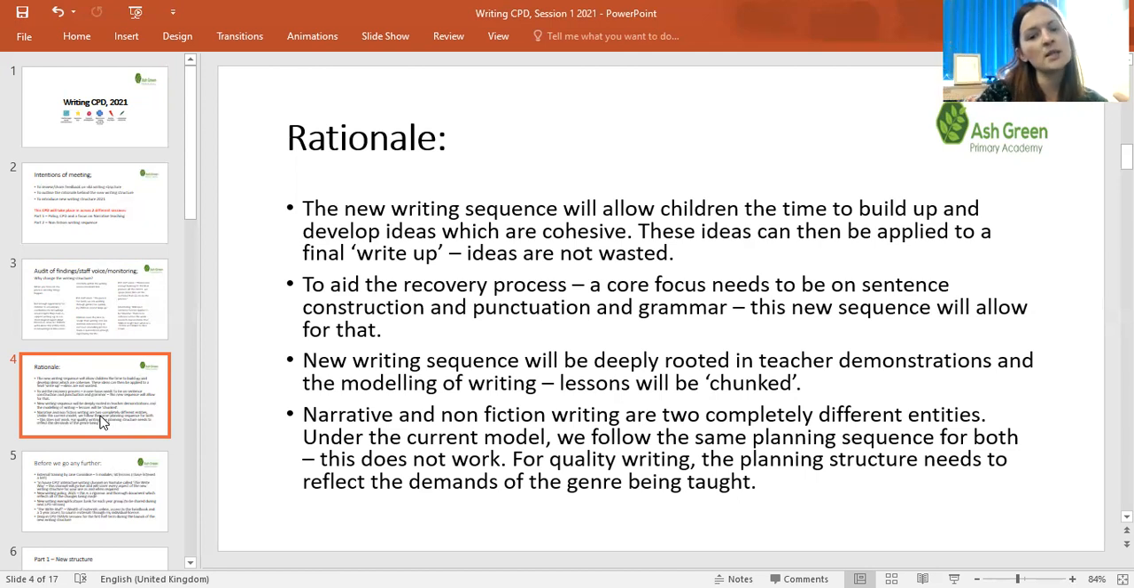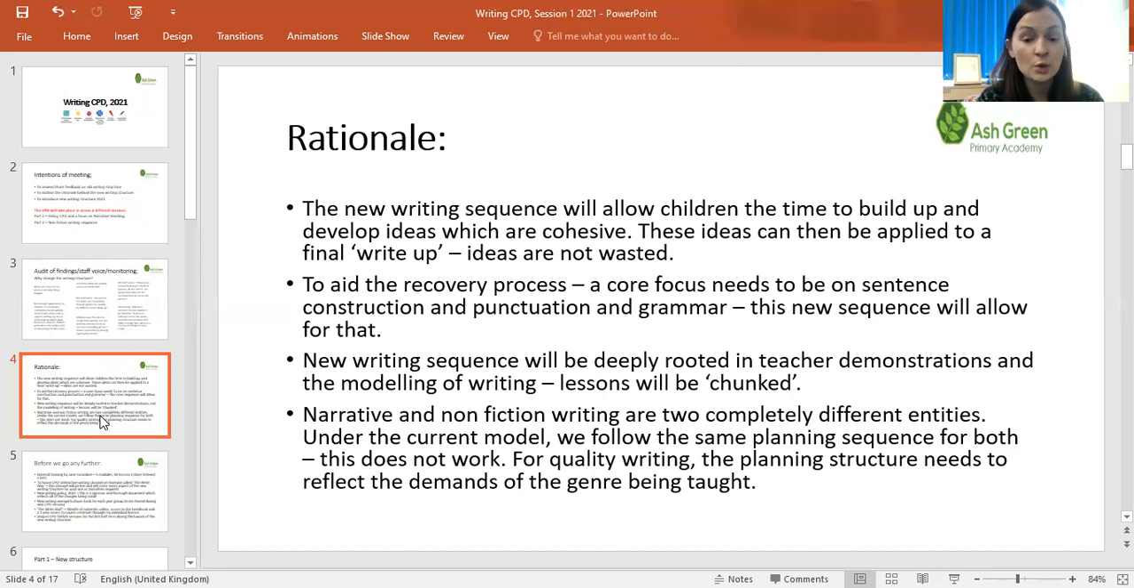And by the time the children get to that practice write, they've got a wealth of lessons and ideas that they can put into practice and apply, where they piece the structure together. So all of those ideas throughout the week are not going to be wasted. The other part of this rationale is obviously to aid the recovery process. We know that writing, not just for Ash Green, is a massive focus nationally. Writing is the thing that's dropped off for many schools. And as I've already mentioned, we need to be focusing really on the sentence construction and the punctuation and grammar. And this new sequence will allow for that.